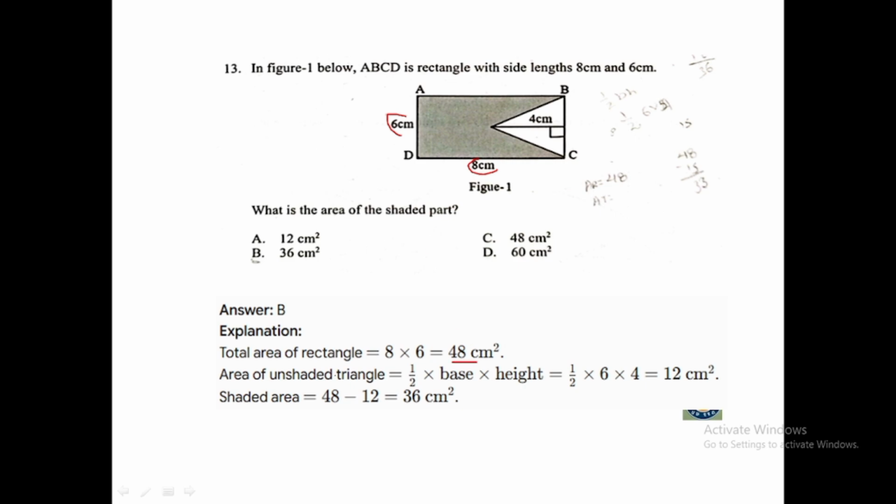Area of the unshaded triangle, that means this triangle. The area of this triangle can be calculated as half of base times height, 1 over 2 times base times height. 1 over 2 times the base, which is equal to 6, and the height, which is equal to 4. Therefore, half times 6 times 4 is equal to 12 cm square. Hence, the shaded area can be calculated as 48 minus 12, which is equal to 36 cm square. Hence, the answer is this one.